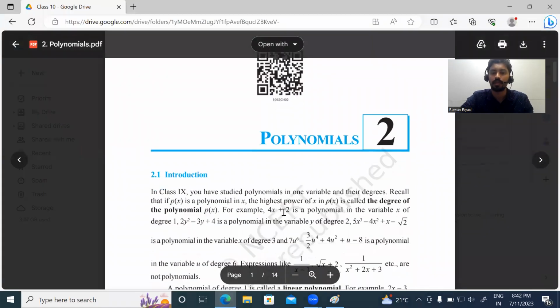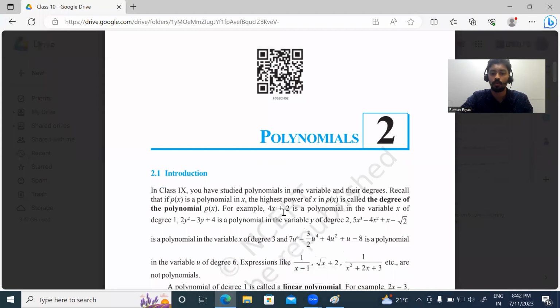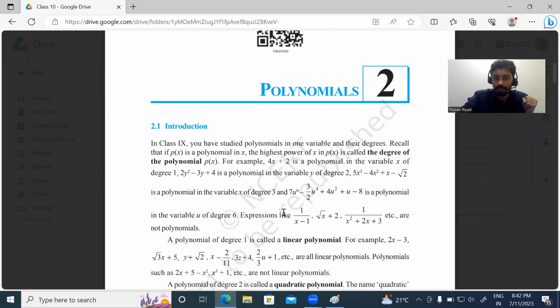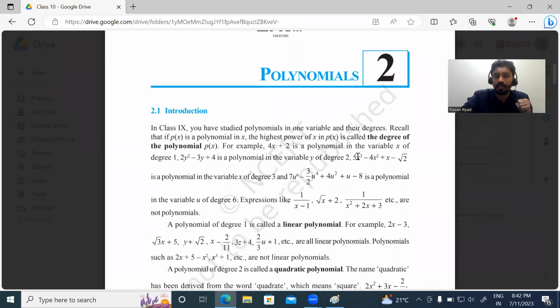You can see chapter 2, polynomials. As an introduction, we know that polynomials are those algebraic expressions with whole numbers as the exponents of variables. Such algebraic expressions are known as polynomials. For example, here you can see 5x cube minus 4x square plus x minus root 2.